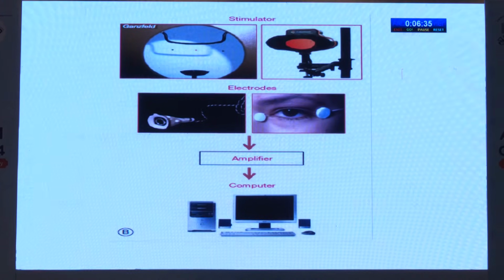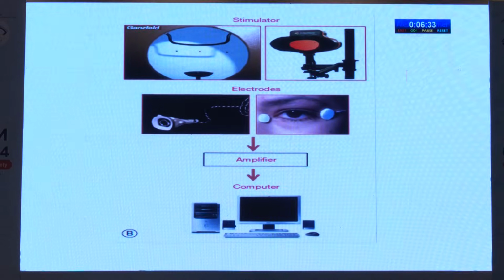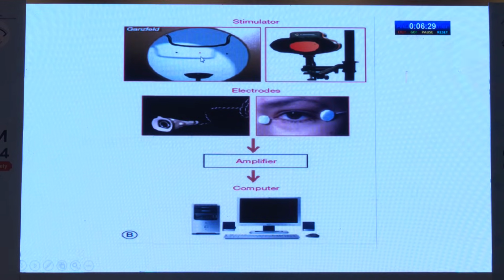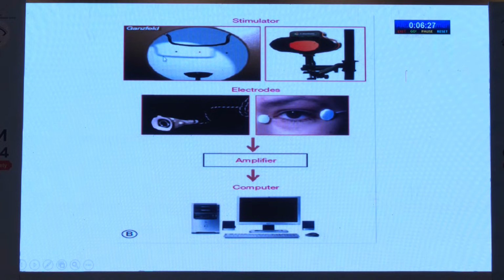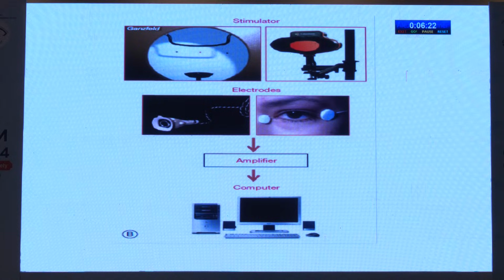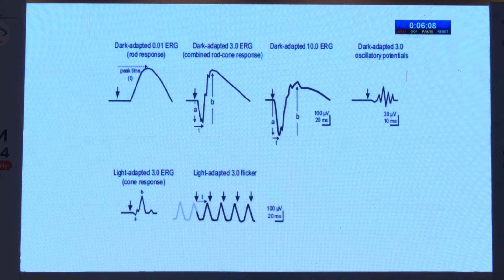For the ERG setup, this is the Ganzfeld stimulator, which emits light, and the patient looks at and centrally fixates upon this light in a dilated state. This stimulates the retina in a dark adapted state and in a light adapted state. The electrical potentials generated by the retinal cells are recorded by these electrodes, then the signals are amplified and analyzed by the software, and finally we get a graph like this.